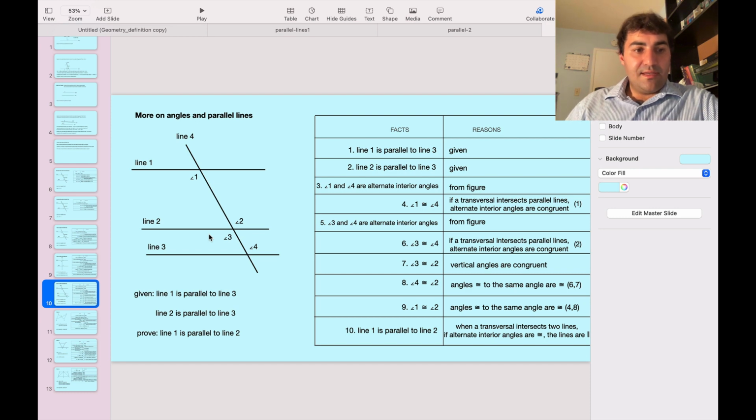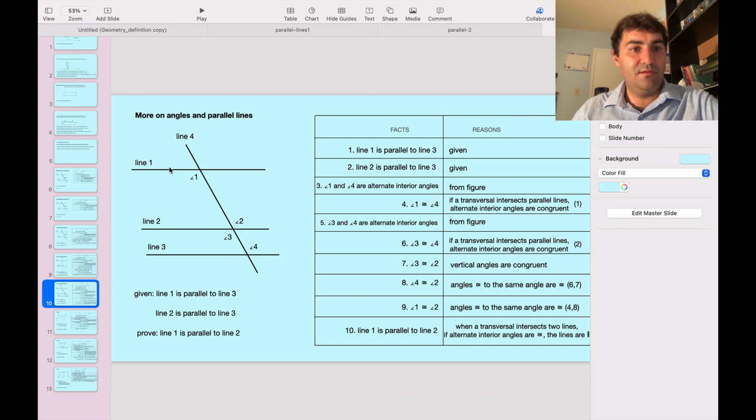I'm going to go over this last one before we do a few problems. So let's take a look at this setup. Line 1 is parallel to line 3, and line 2 is parallel to line 3. And we want to prove that line 1 is parallel to line 2. So let's write what we know, what's given. And I picked these angles in such a way that angle 1 and angle 4 are alternate interior angles. If we ignore line 2 and these angles here, if we just look at line 1 and line 3, then angle 1 and angle 4 are alternate interior angles, right?